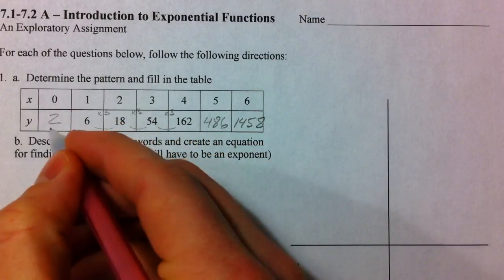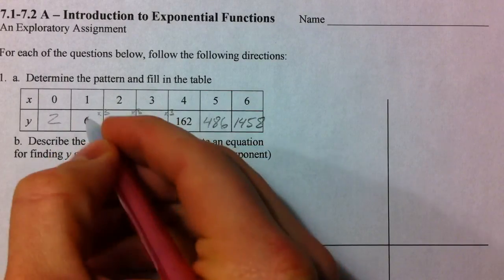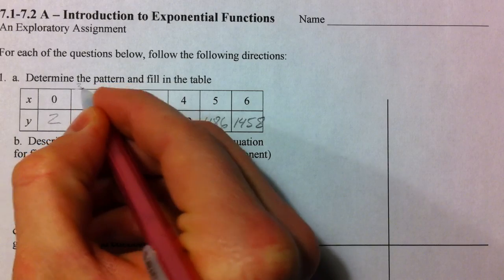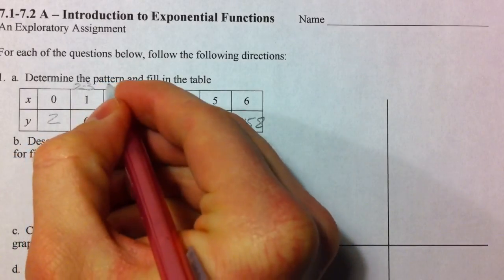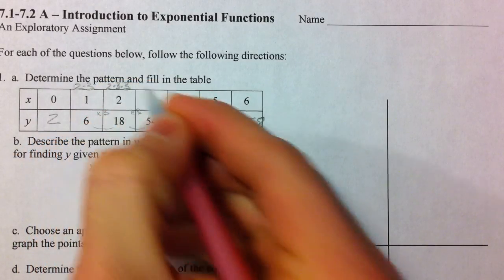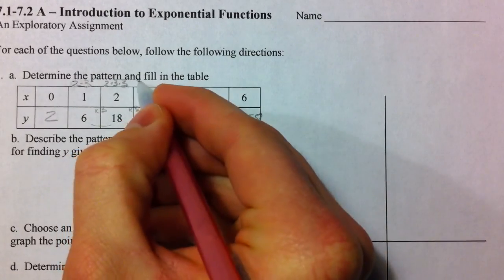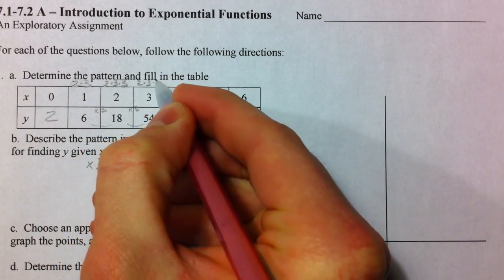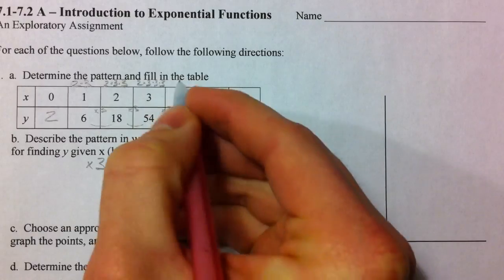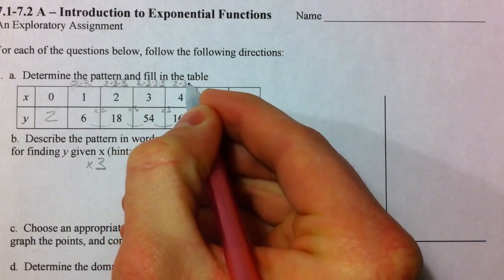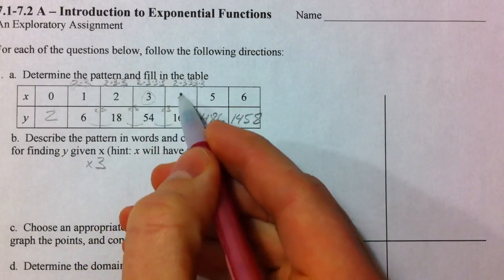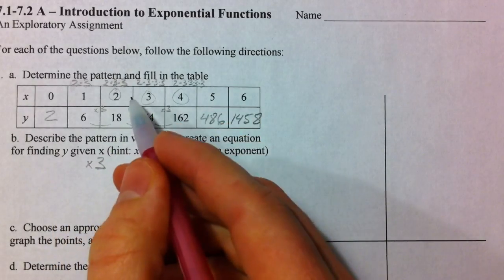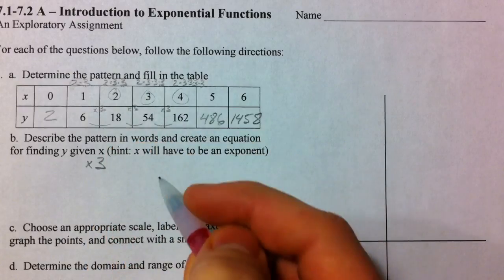If you realize that this is 2, and then 6 is the result of 2 times 3, and 18 is 2 times 3 times 3, and 54 is 2 times 3 times 3 times 3, 3 threes, 2 times 4 threes, you get the picture. So this number is how many of those threes we're going to multiply by.